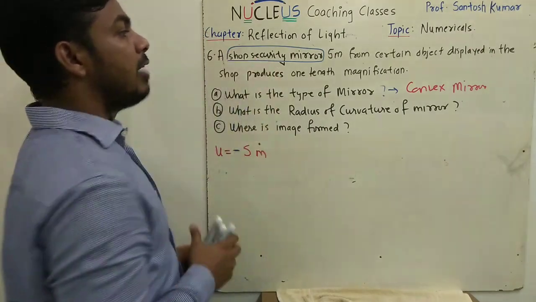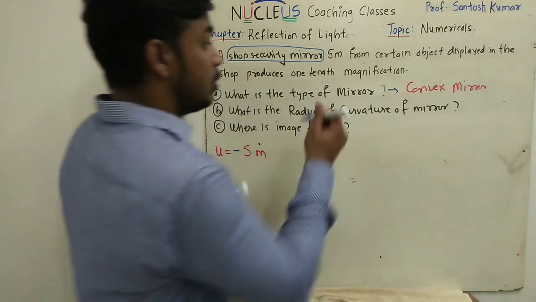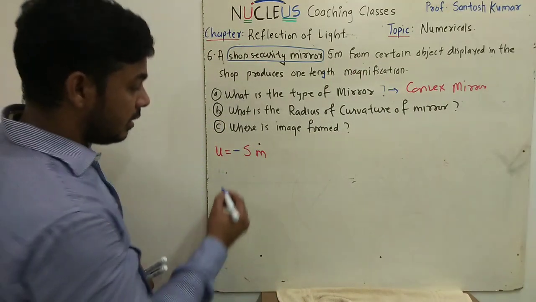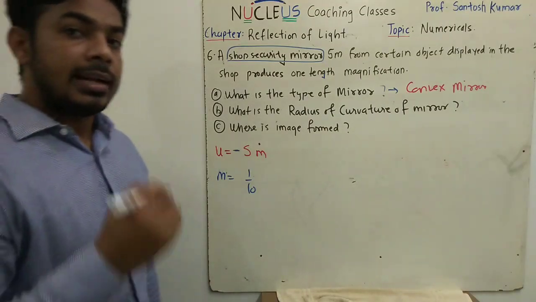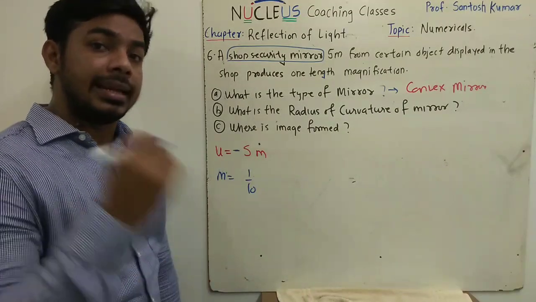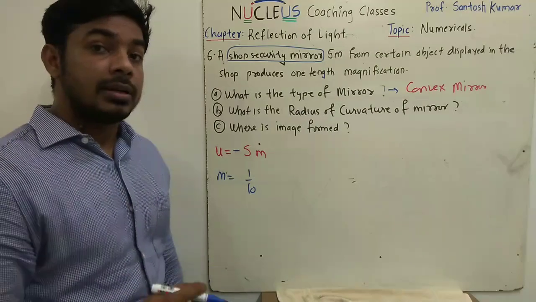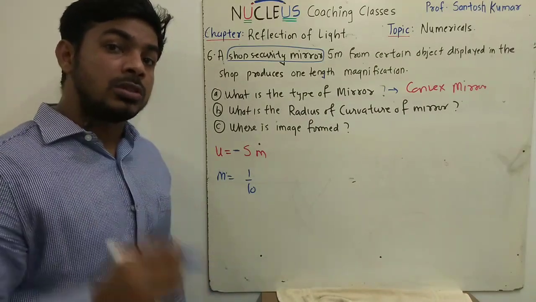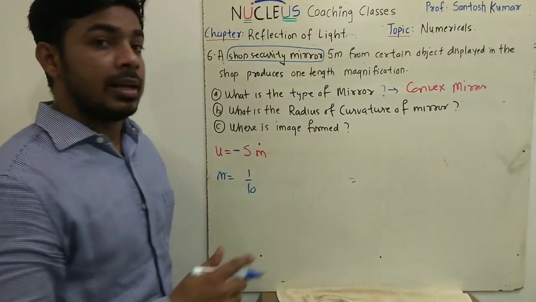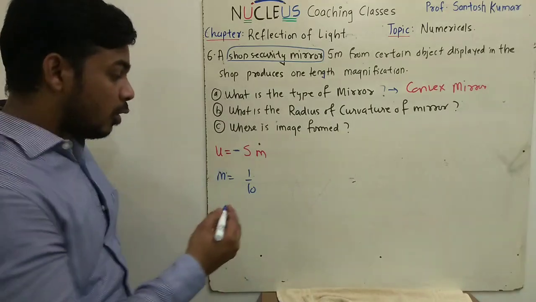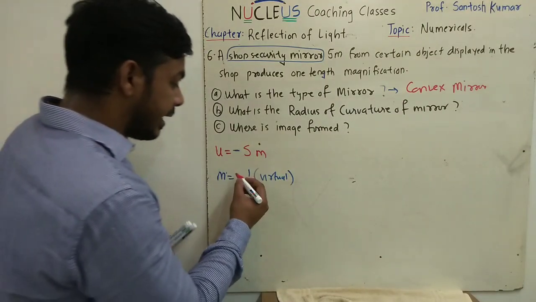A shop security mirror 5 meters from a certain object displayed in the shop produces 1/10 of the magnification. That means the magnification has been given as 1/10. We know that magnification is positive for a virtual image and negative for a real image. But here the nature of the image is not given. You must remember that a convex mirror always produces a virtual image. It never produces a real image. So since the mirror is convex, the image will be virtual. So for a virtual image, the magnification has to be taken as plus.